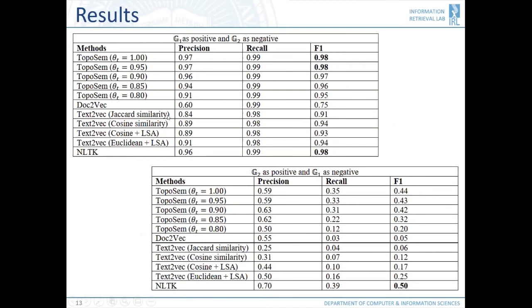Okay, so these are the detailed results. If we treat the dissimilar group as positive and the similar group as negative, we can compute the precision, recall and F1 score based on these settings. You can see in this dissimilar group we do a very good job and achieve the best precision, recall and F1 score. As well, if we treat the similar group as positive and the dissimilar group as negative, we can also compute the precision, recall and F1 score. But as I said, we cannot beat NLTK. NLTK has really good results.